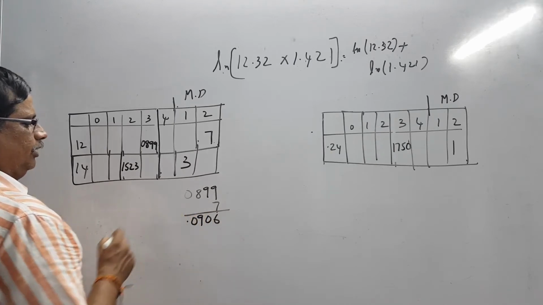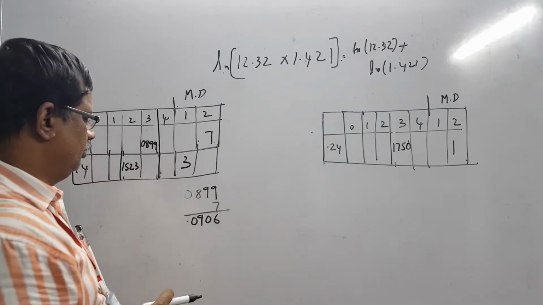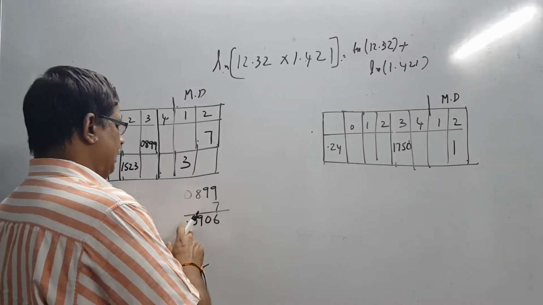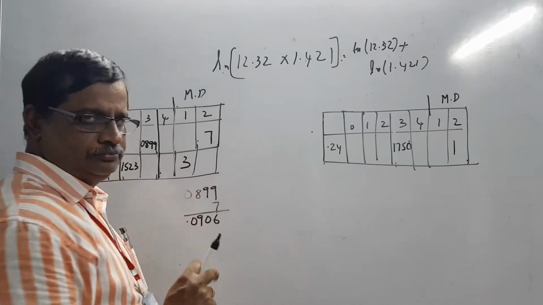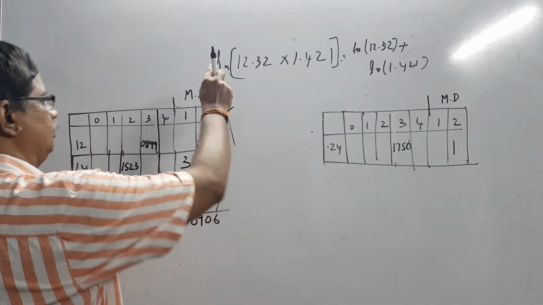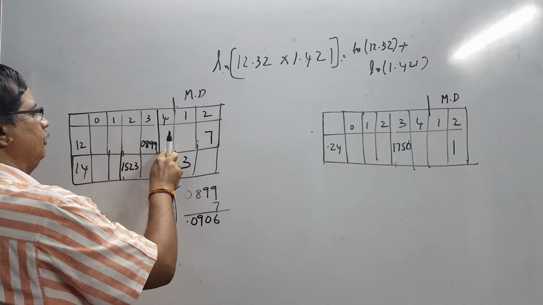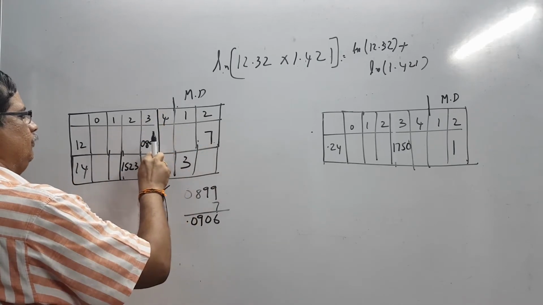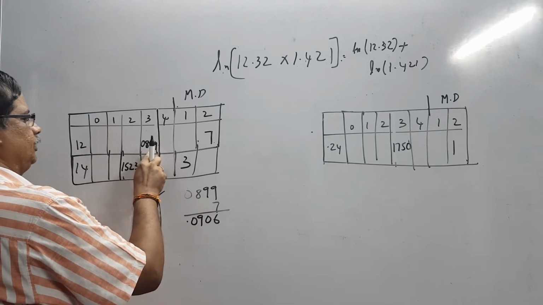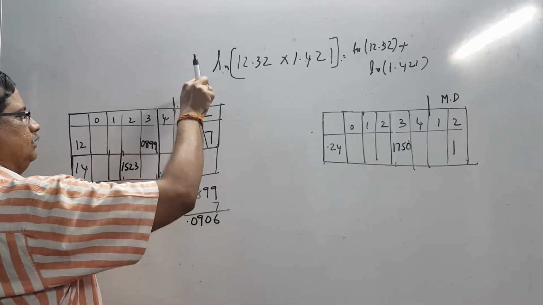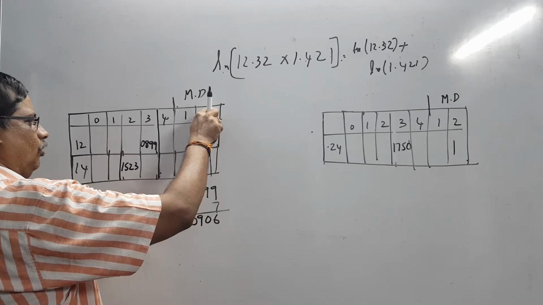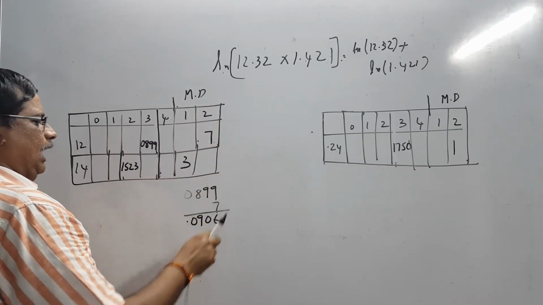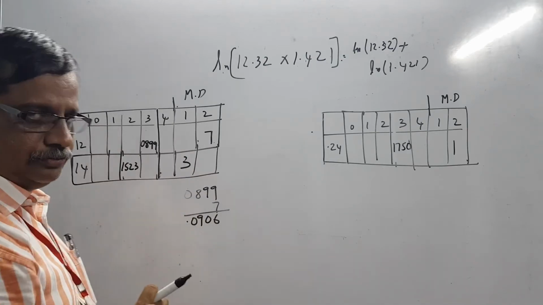This is 0.0906. So we have calculated the mantissa part using the logarithm table. We started with 12, moved along the same row until we reached 3. We found the value at the intersection, which was 0899. Then we proceeded to the mean difference column and searched for the value written below 2, which was 7. Adding the 7, we got 0.0906.